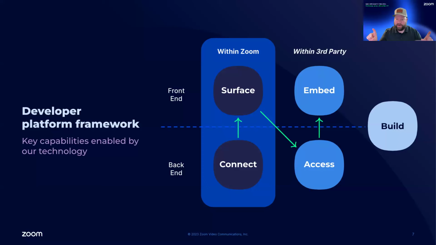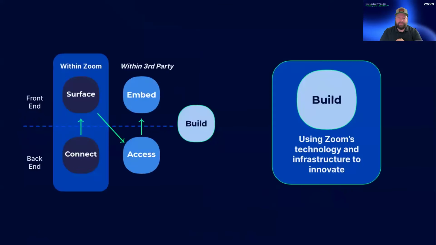And then you have surface and embed. And those things are our meeting SDK, which is taking our core technology and our core meetings app, I should say, and embedding it into your application. Whereas we also have the Surface, and that is kind of taking your application and maybe adding it to a Zoom experience. So we have a lot of different ways that you can interact. But today, we're going to be talking about the build functionality specifically.